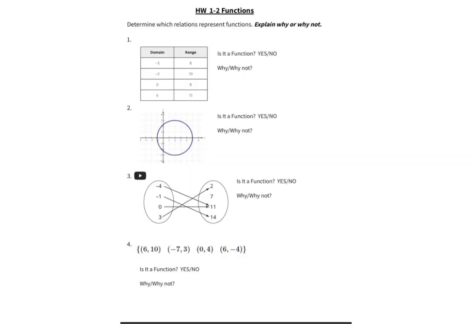Okay, this is from the homework, so I'm going to go over number 3. We're going to determine if this is a function. This is a mapping diagram, so I need to check that every x value has only one y value. Starting with -4, -4 goes to 11. -4 is not going to any other number, so that's okay so far. Now I'm going to look at -1. -1 goes to 14, does not go to any other number, so that's okay. Then we have 0 goes to 11. It doesn't go to any other number, so we're okay there. And then lastly, I see that 3 goes to 2.